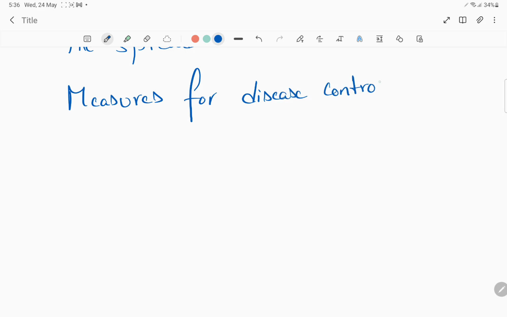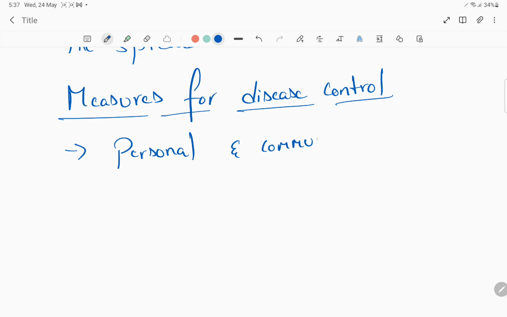Next, coming to measures for disease control. In the measures for disease control of some communicable diseases, we should realize the importance of the maintenance of personal hygiene and community hygiene, and health education.